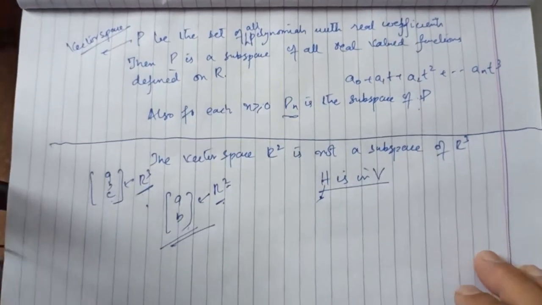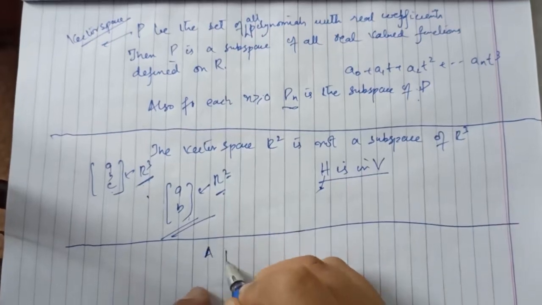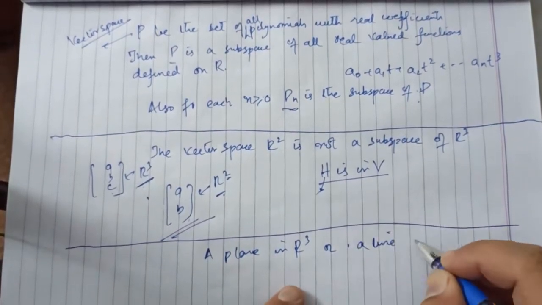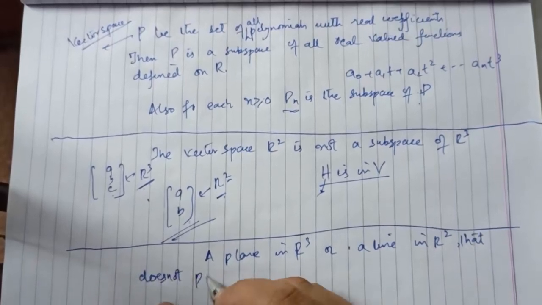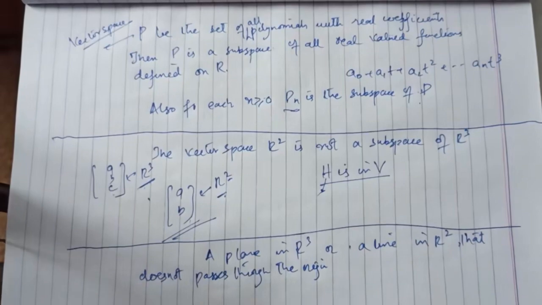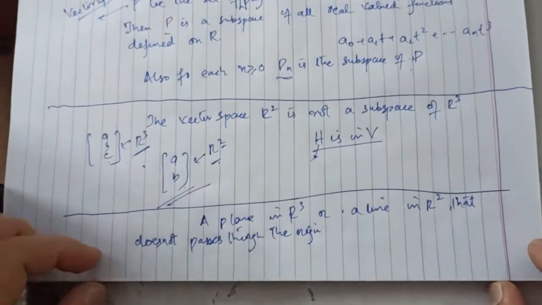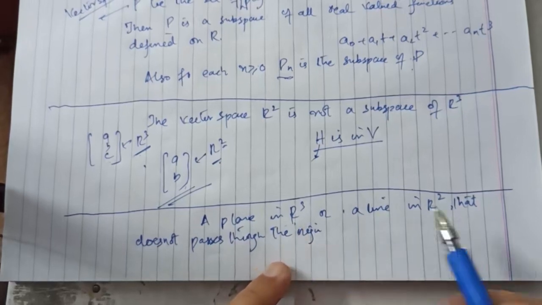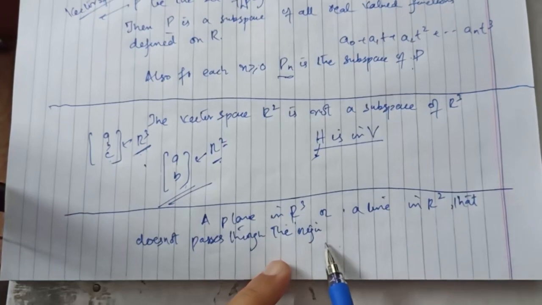Okay, and also what you have to really understand is that if a plane in R3, or let's say a line in R2, does not pass through the origin, it cannot define a subspace. So for the subspace definition, remember that the zero vector of V is in H. So any set of vectors that define a plane or a line in R2 or R3 that does not pass through the origin actually cannot form a subspace.